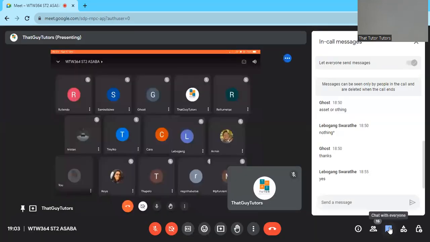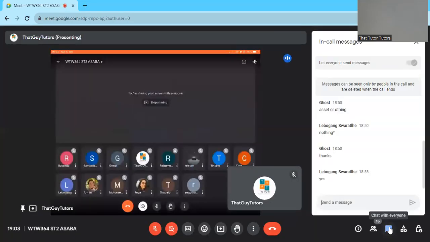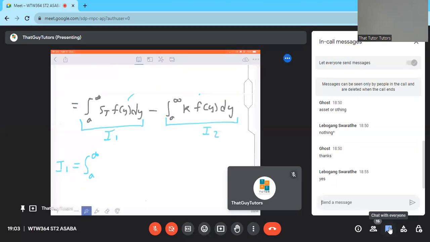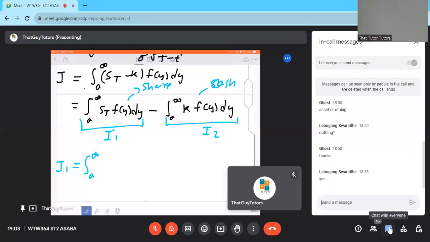Okay, yeah, so I was saying that you can then integrate I1 and I2 separately. So S_T, we say that S_T is going to be equal to what? You're going to integrate from a to infinity. S_T was your x e^r, you can just say x. Actually, there's no need to write that. You can just say m plus your sigma square root of T minus t times y.